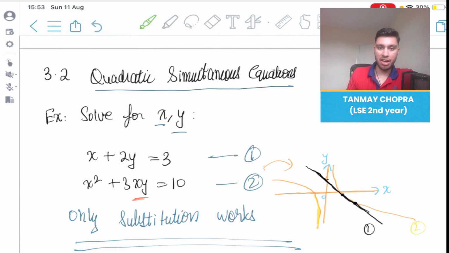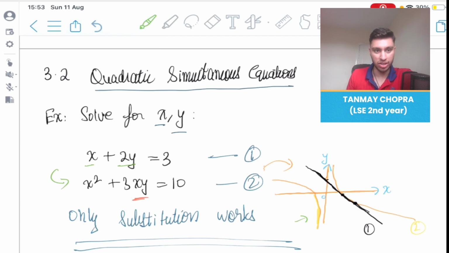So for intuition, I have drawn the graphs. The black one represents the first equation. The yellow one represents the second equation. And it's not a standard quadratic. I hope you can see that. Now what we are going to do. Here only substitution works. We can't try to eliminate a variable because this is not a linear equation. It's a quadratic equation. You'll have to make x or y the subject and plug it into this equation.